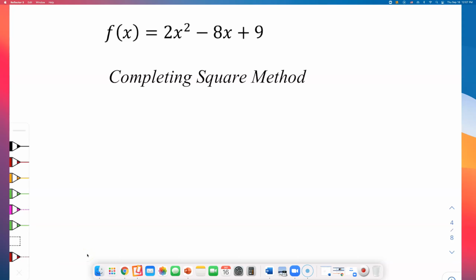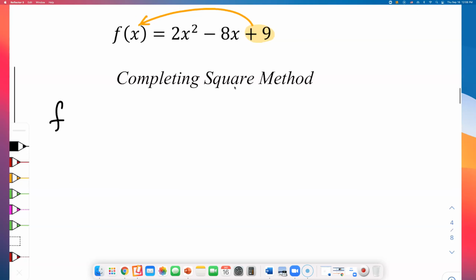I'm going to show you how to write into vertex form using the completing the square method. But this time, these ones are challenging because the leading coefficient is not 1, it's 2. So it gets a little bit different, okay? But step number 1 is the same. We're going to move the constant to the other side, okay?